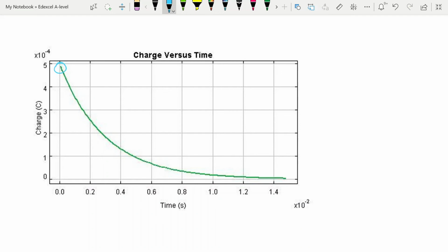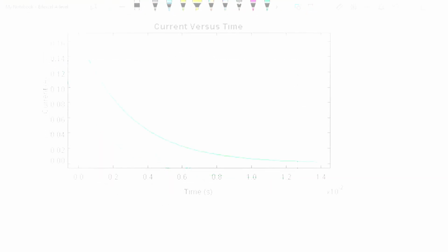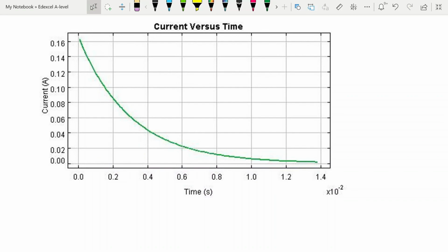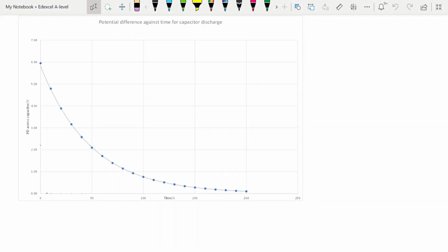We start off with our maximum charge here, and over time, that charge flows off the capacitor, but the loss of charge on the capacitor decreases over time. Same idea with the current. We've said this before. The current is the rate of flow of charge, and so we're going to start off with a very high current as that charge gets pushed off the capacitor, and then our current decreases over time in the very same way. And as we've said, the voltage occurs the same way.